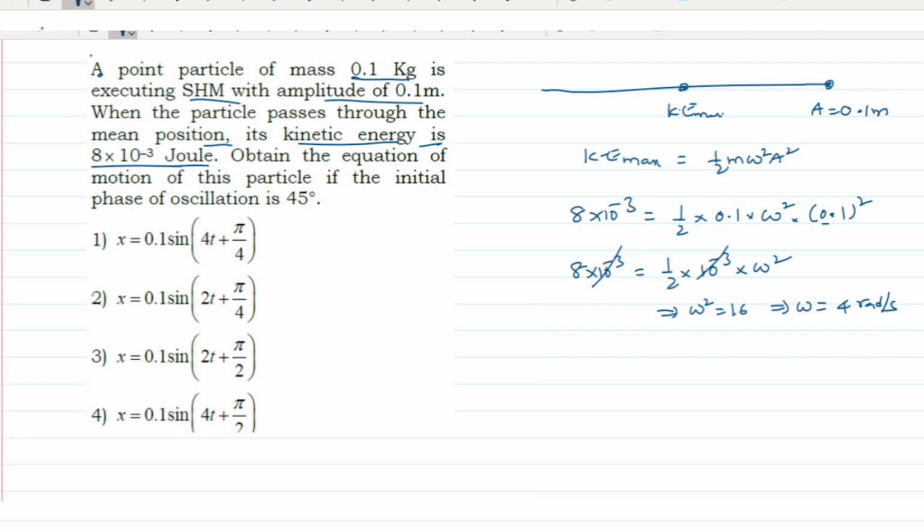Now you calculated the omega value, then obtain the equation of motion of this particle. If the initial phase of the oscillation is 45 degrees, then the displacement of the particle, they are given as x. x equal to, you can write it as a sine omega t plus pi.